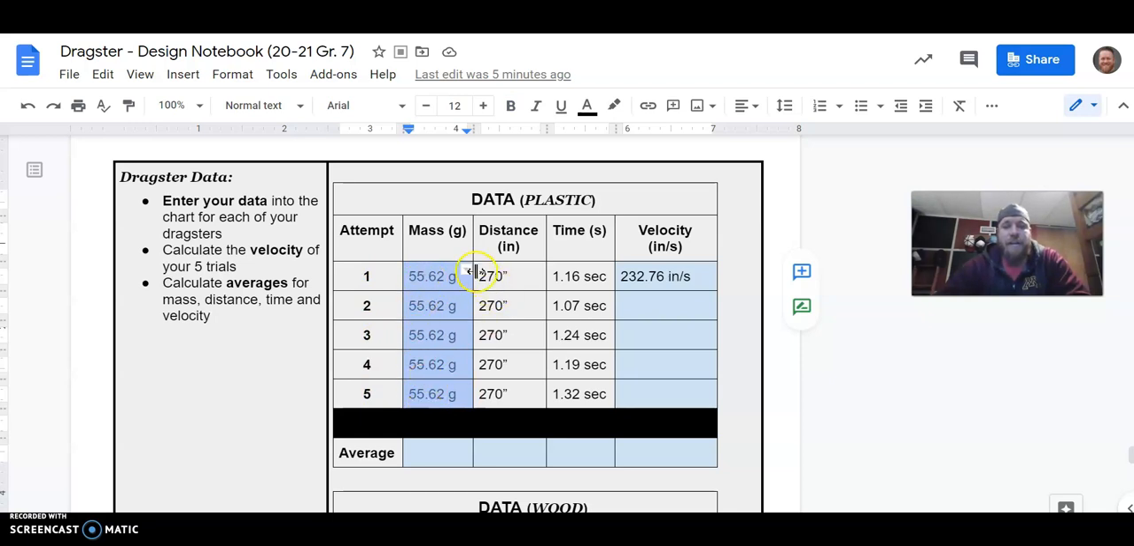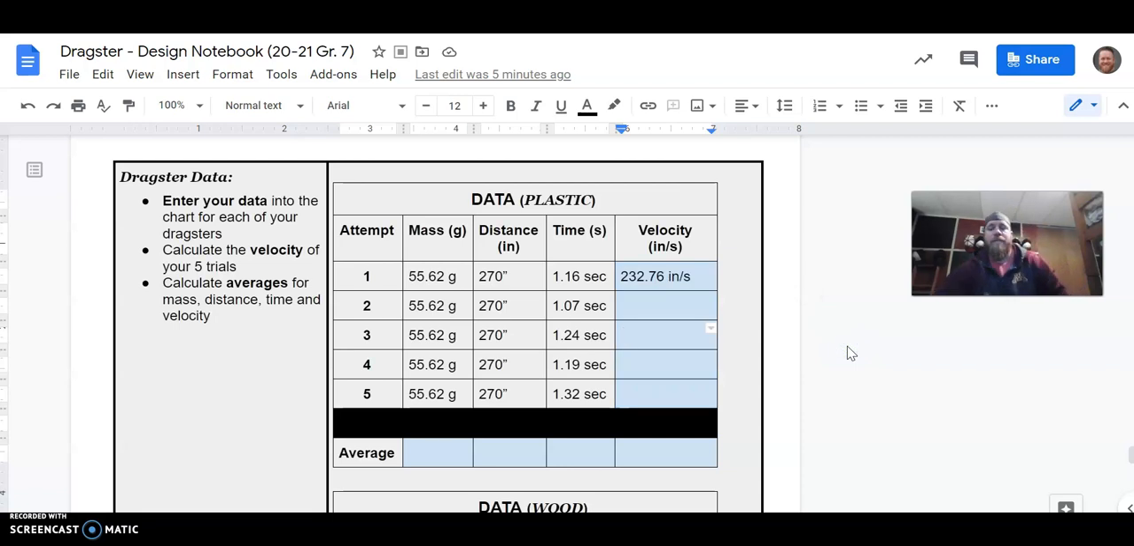You're going to do the same thing for 270 inches. The car went all the way to the end of the track all 5 times, so add those up, divide by 5, and get your average. Add all of these times up, divide by 5 to get your average, and then do the same thing for the velocities to get your average.